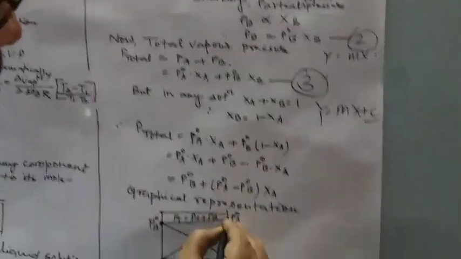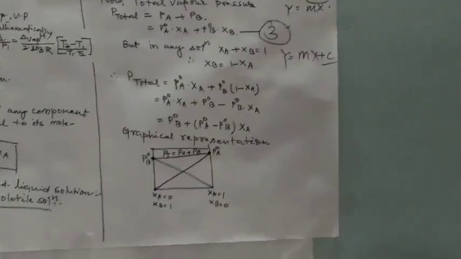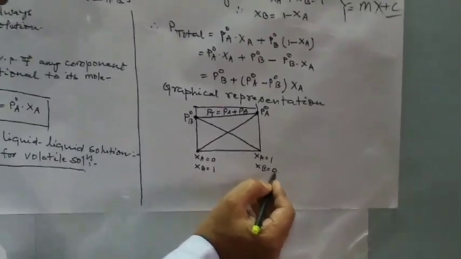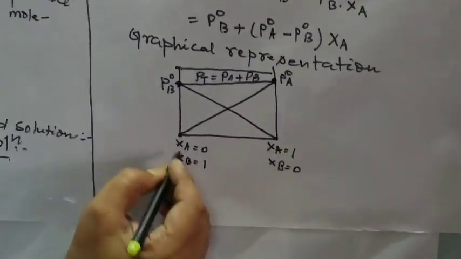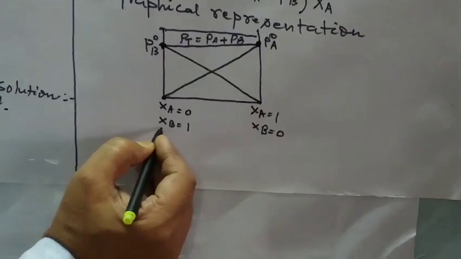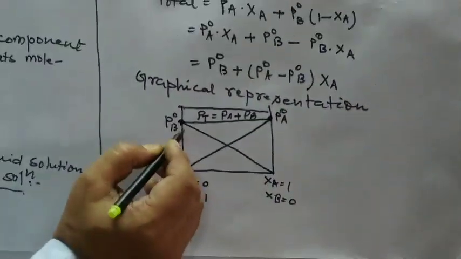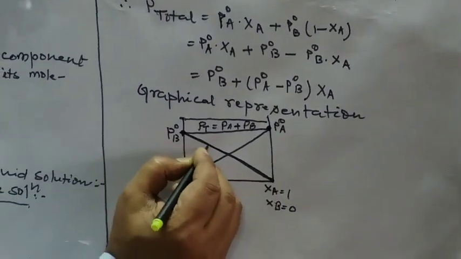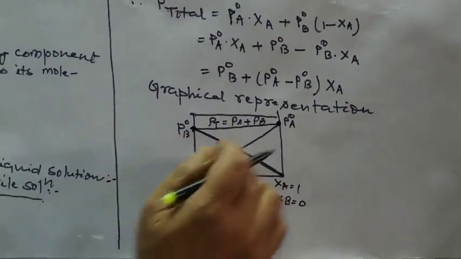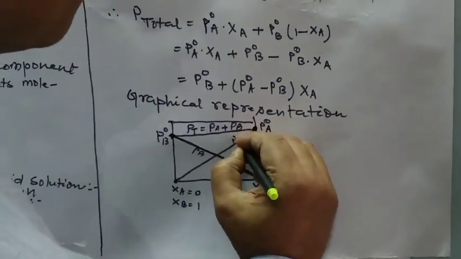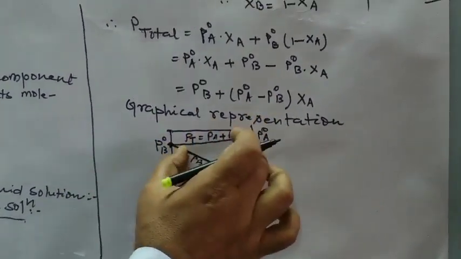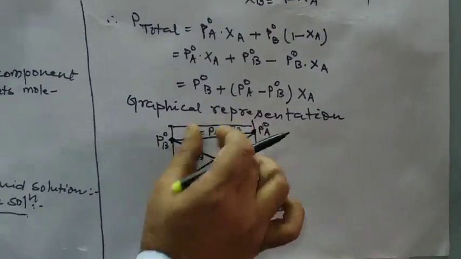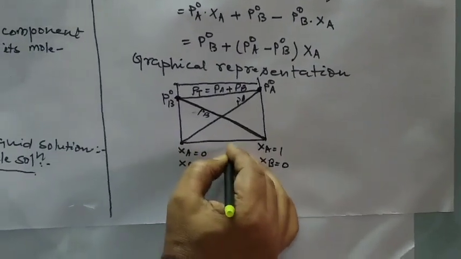So it will go here. Now join this line to the origin here. Here mole fraction of B equals to 0, mole fraction of A equals to 1. Here mole fraction of A equals to 0 and mole fraction of B equals to 1. So this line represents the partial pressure. This is PB, this is representing PA. And when you add P naught A and P naught B, this is the P total. This is representing the mole fraction.